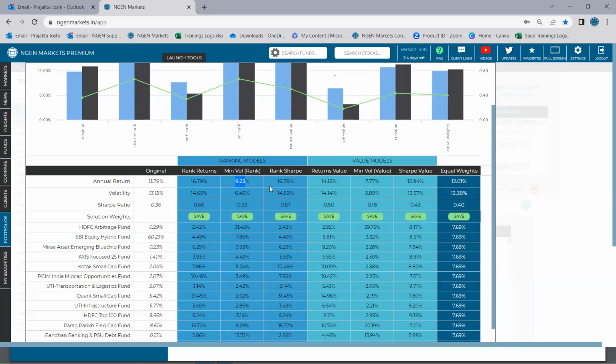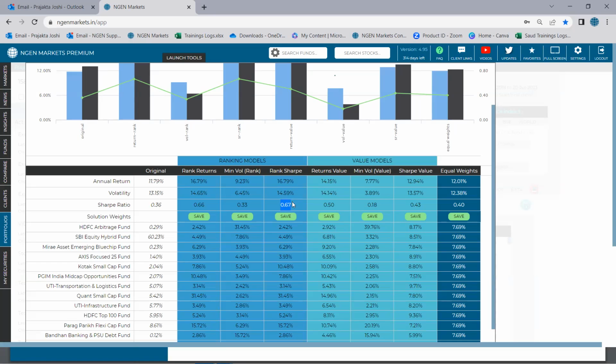The third model is, of course, the rank Sharpe model. What the rank Sharpe model is doing is maximizing the Sharpe ratio of this particular portfolio. So as you can see, the original Sharpe ratio is 0.36. On the other hand, the optimized Sharpe ratio is 0.67. Right. So that means, as we just discussed, the higher the Sharpe ratio, the better it is. And that's why it has maximized the Sharpe ratio for this particular portfolio.